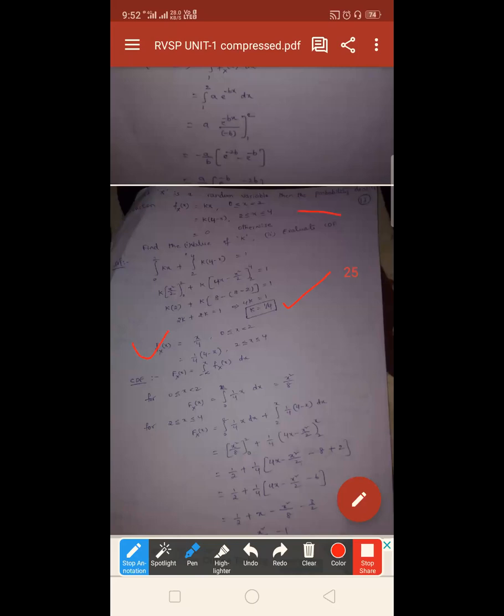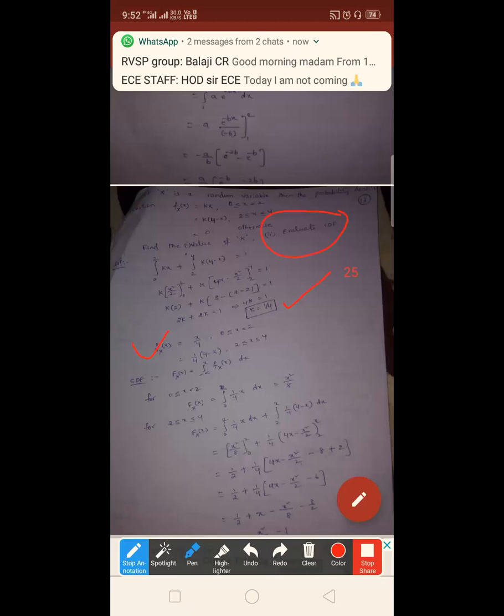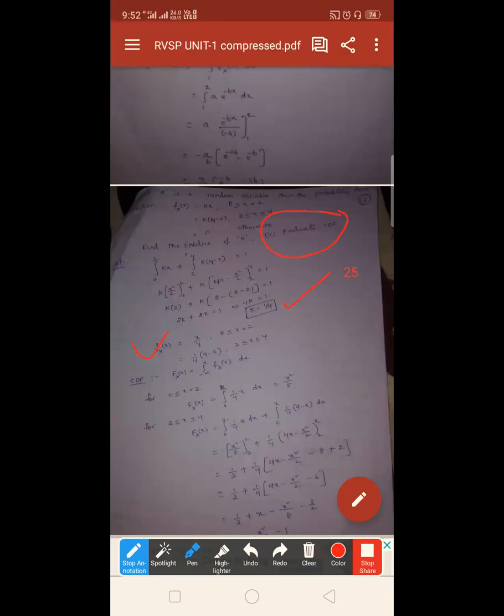Next, what is the second part here? You have to evaluate the cumulative distribution function. What is the relationship between the cumulative distribution function and the probability density function? Cumulative distribution function is equal to the integral of the probability density function.